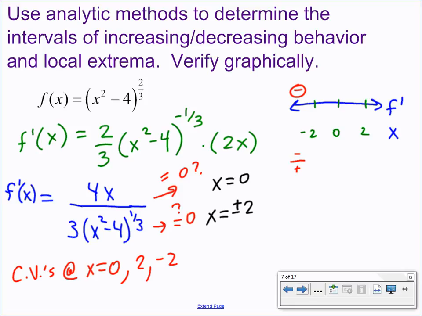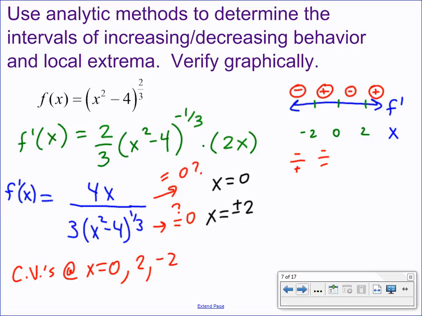Convenient x value between negative 2 and 0? Negative 1. Negative 1 makes the top negative. Negative 1 makes the denominator negative, because the 4 is going to overwhelm that 1 and get a negative. Remember, the cube root of a negative number exists and it's negative. Overall, positive value of f prime. Next subinterval, 1. Positive over negative is negative. 3. Positive over positive is positive.